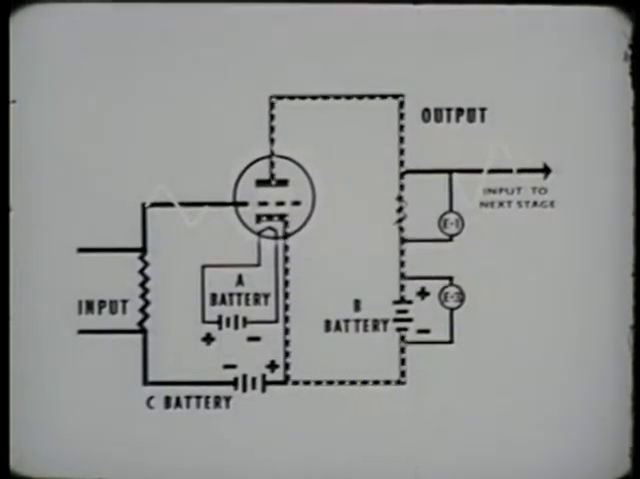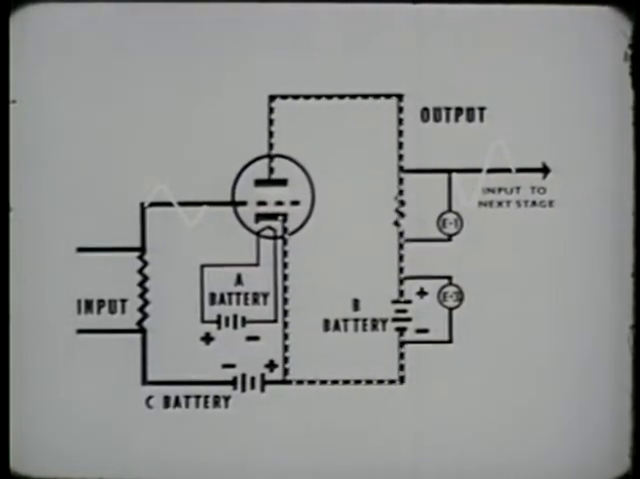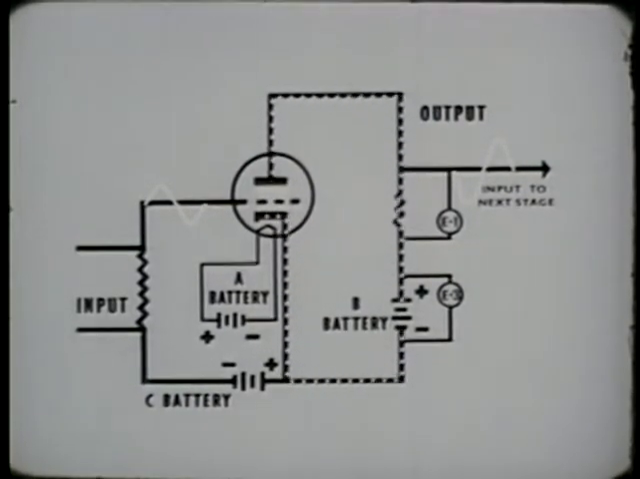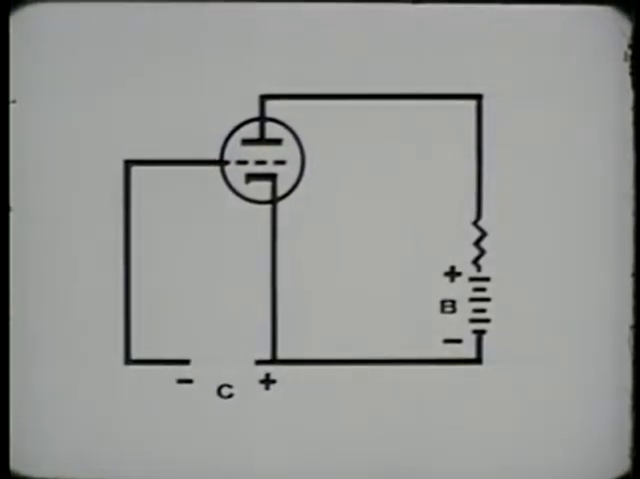Practically every type of tube manufactured requires different plate voltages as well as bias voltages for particular modes of operation. A good tube manual will give the proper voltages for the condition under which the tube operates best. The saturation and cutoff voltages can be determined without a manual.